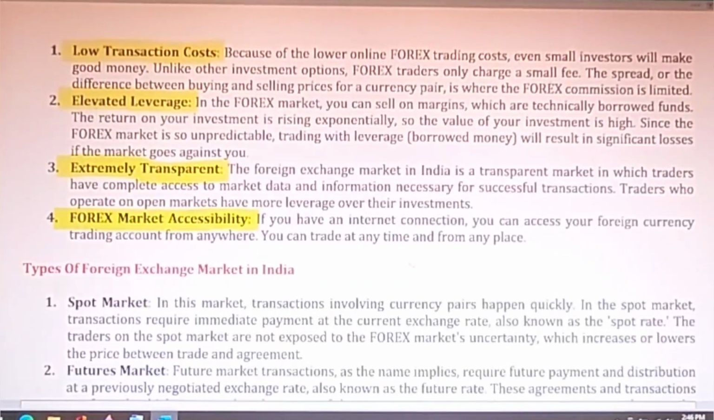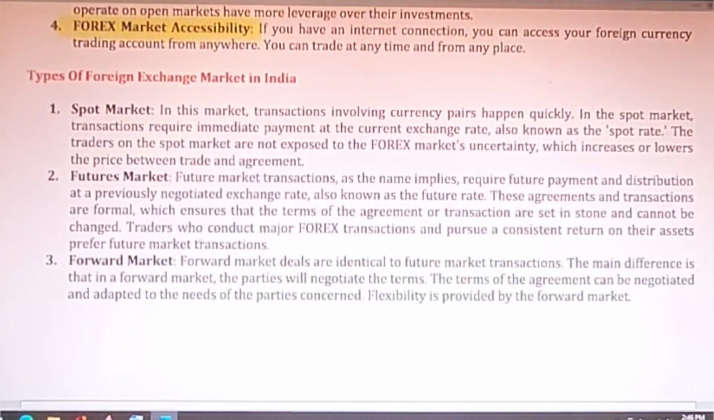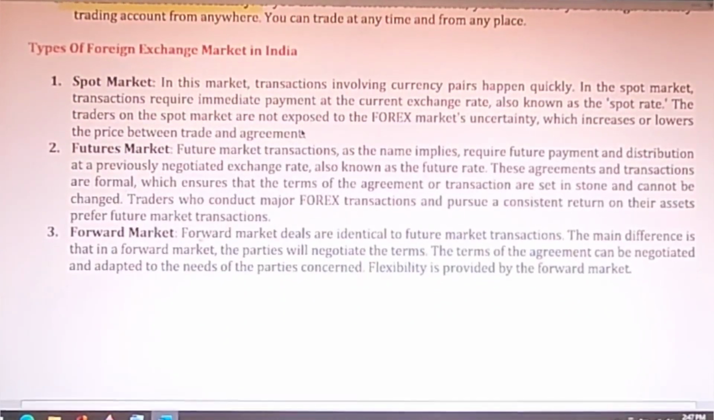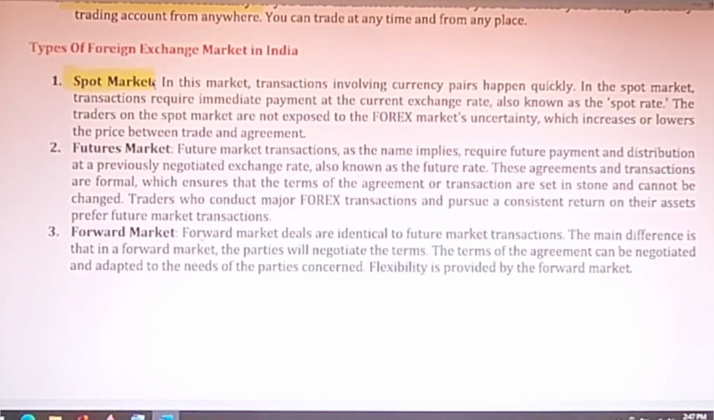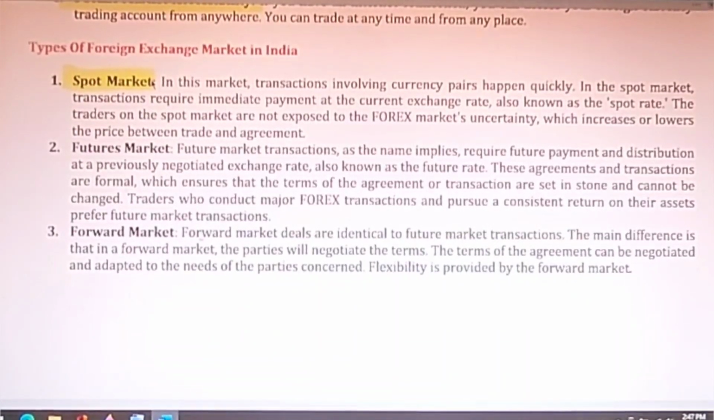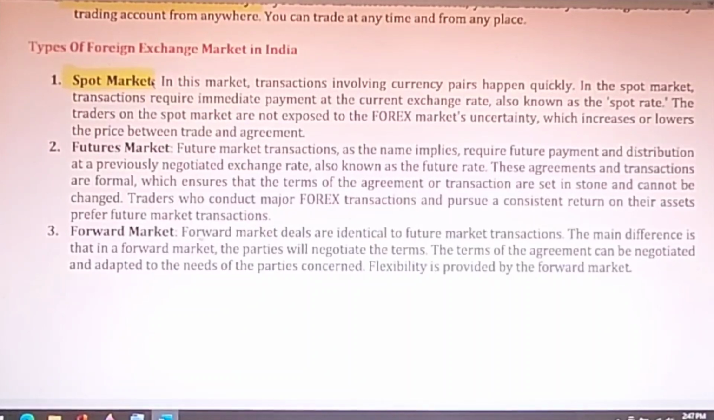The next one is the different types of foreign exchange market in India. Basically, three types are present here. The first one is the spot market, and here we can readily make a dealing.